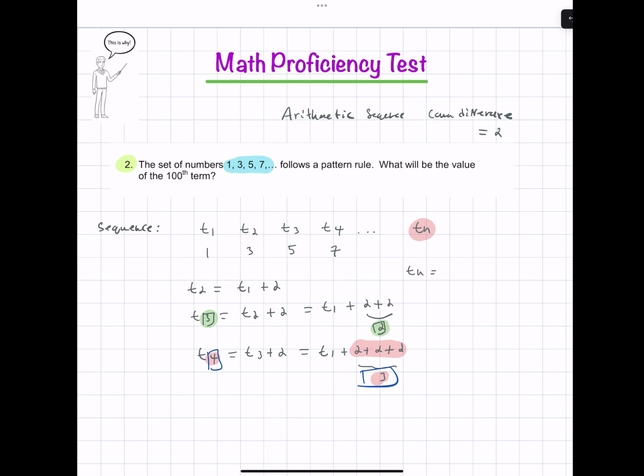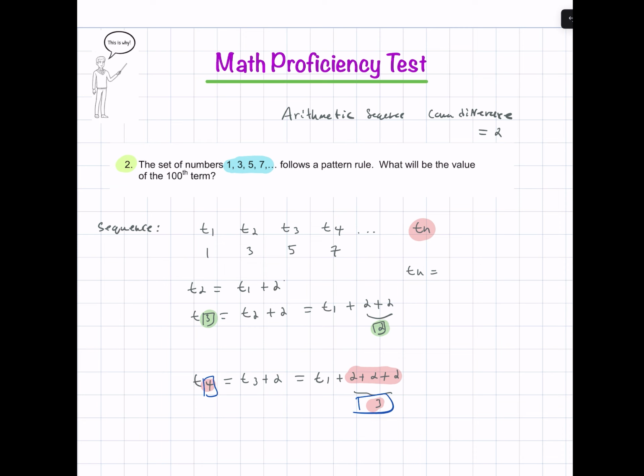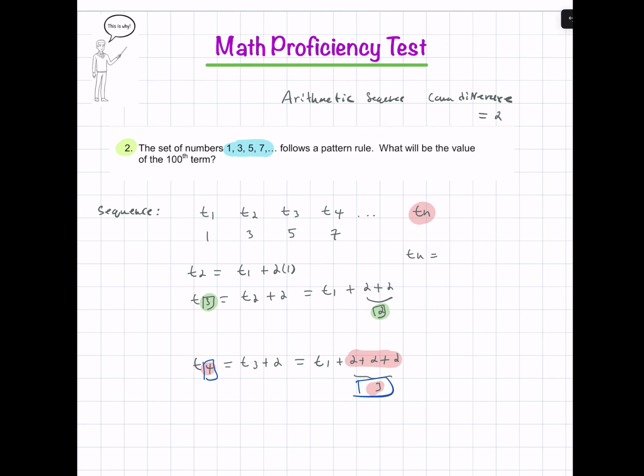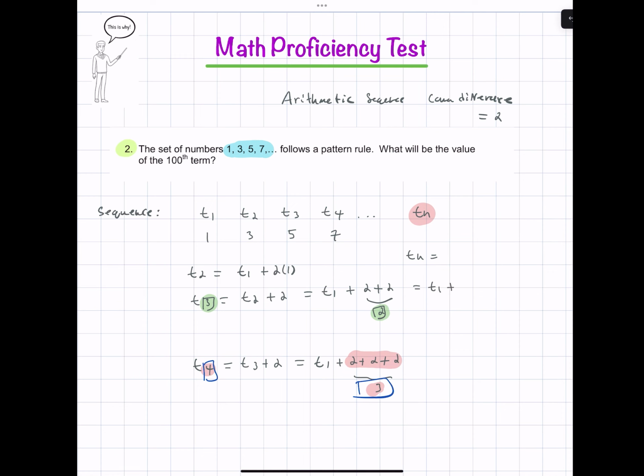So Tn, I'm going to express this in terms of multiplication, so it'll be a bit more compact, right? T2 was 1 2 added to T1. T3 was 2 2's added to T1, so it was T1 plus 2 times 2. T4 is T1 plus 3 times 2. I put the 3 first, because this is the way we generally write this.